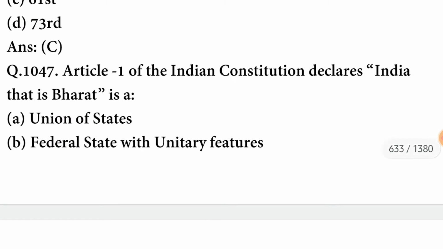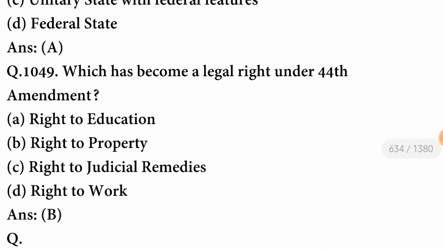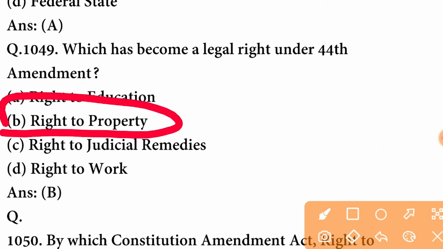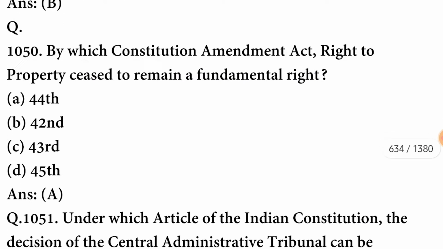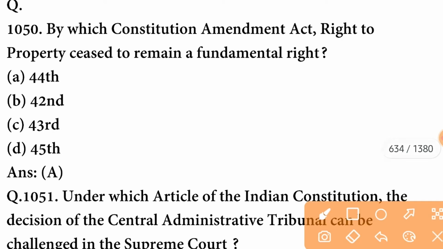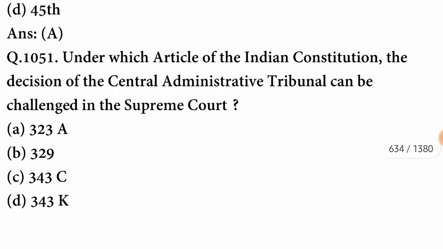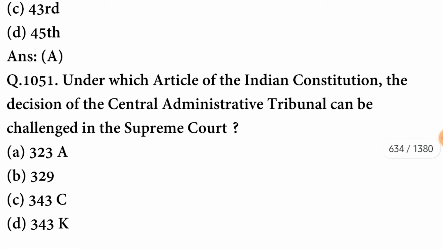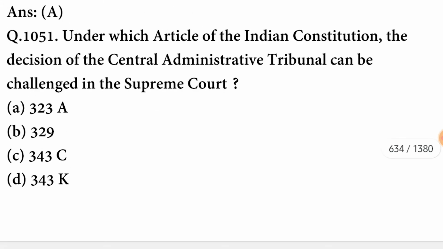Article 1 of the Indian Constitution declares India, that is Bharat, is a union of states. Which has become a legal right under the 44th Amendment? It is the right to property. B option is correct. By which Constitution Amendment Act did the right to property cease to remain a fundamental right? The Constitution Amendment was the 44th Amendment. Under which article of the Indian Constitution can the decision of the Central Administrative Tribunal be challenged in the Supreme Court? It is under Article 323A.